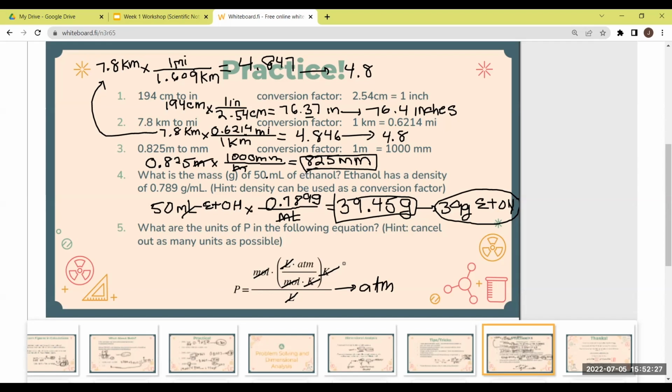And it makes sense because pressure is a unit that is measured in atmospheres or mmHg. There are multiple units of pressure, but it makes sense that we got atmospheres as one of our possible units.